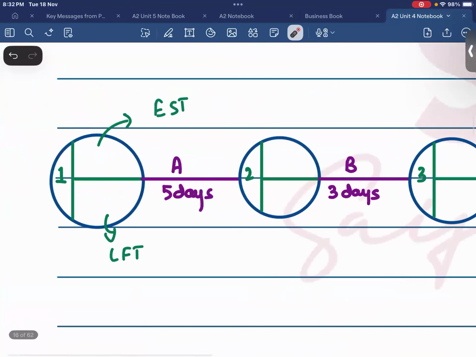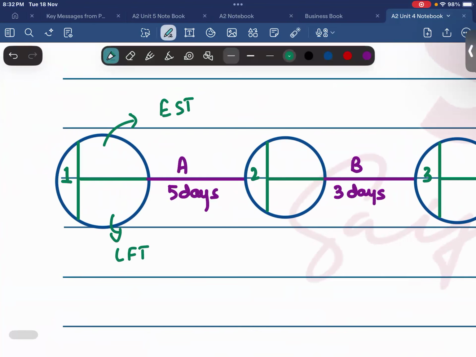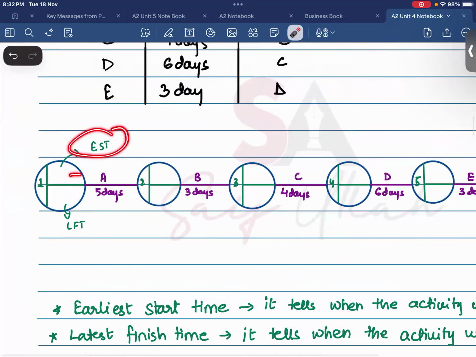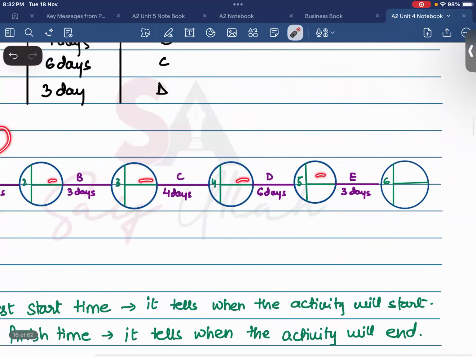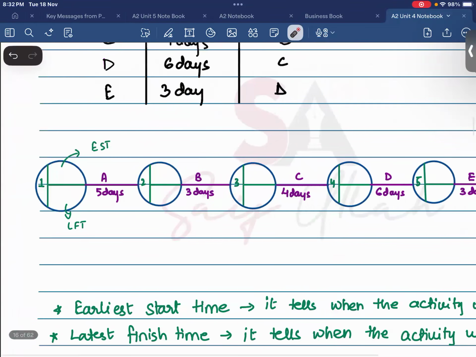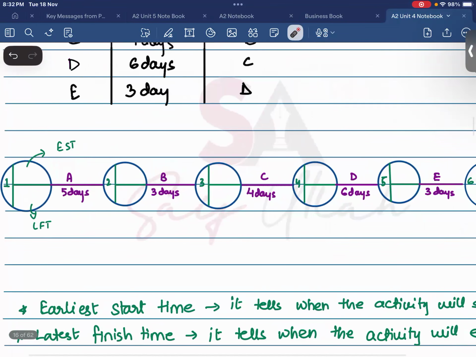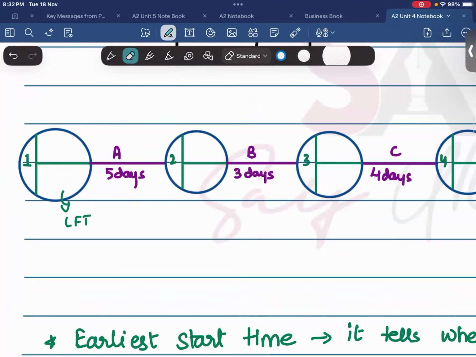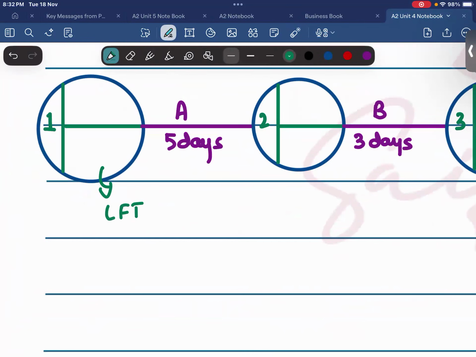So now in node number one, as we started off, the first thing that we are going to calculate is EST, because we have to calculate all the start times of the activities. And then we are going to calculate the finish time of the activities. Now, to calculate EST, the first thing that you have to keep in mind is that the EST in node number one will always be 0.